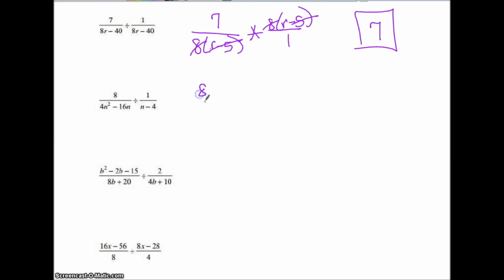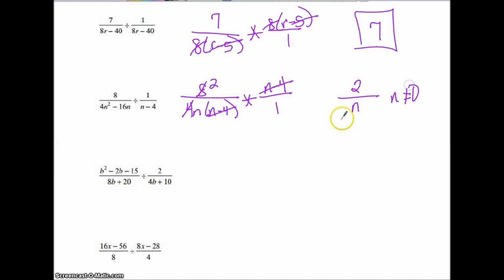Your 8 is fine. We have a 4 and an n in common, and it leaves us n minus 4. Change to multiplication. Becomes n minus 4 over 1. The n minus 4 cancels. The 4 and the 8 cancel and leave you 2 up high. So you have a 2 on top and you have an n on the bottom. You need to do an exclude for this one. N cannot be 0.